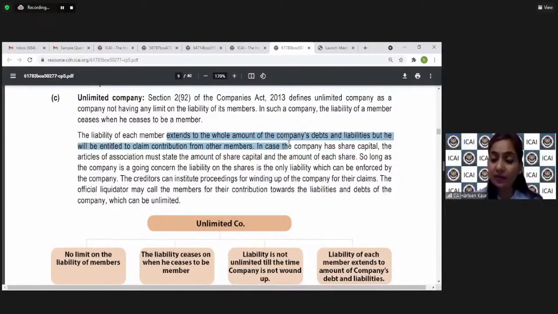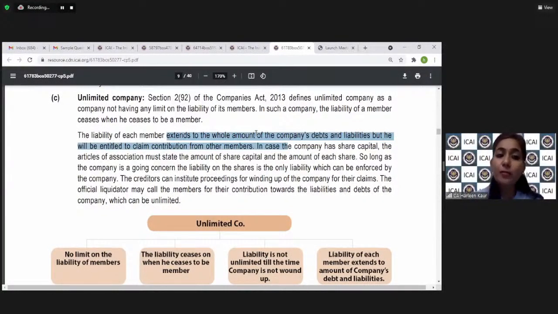Even if you don't have sufficient assets of the company, you might have to bring something from home, but you can in return claim the contribution from other members. So the liability extends to the whole of the amount of the company's debts. You have to pay off the liabilities in case of an unlimited company. The company does not have any limit.